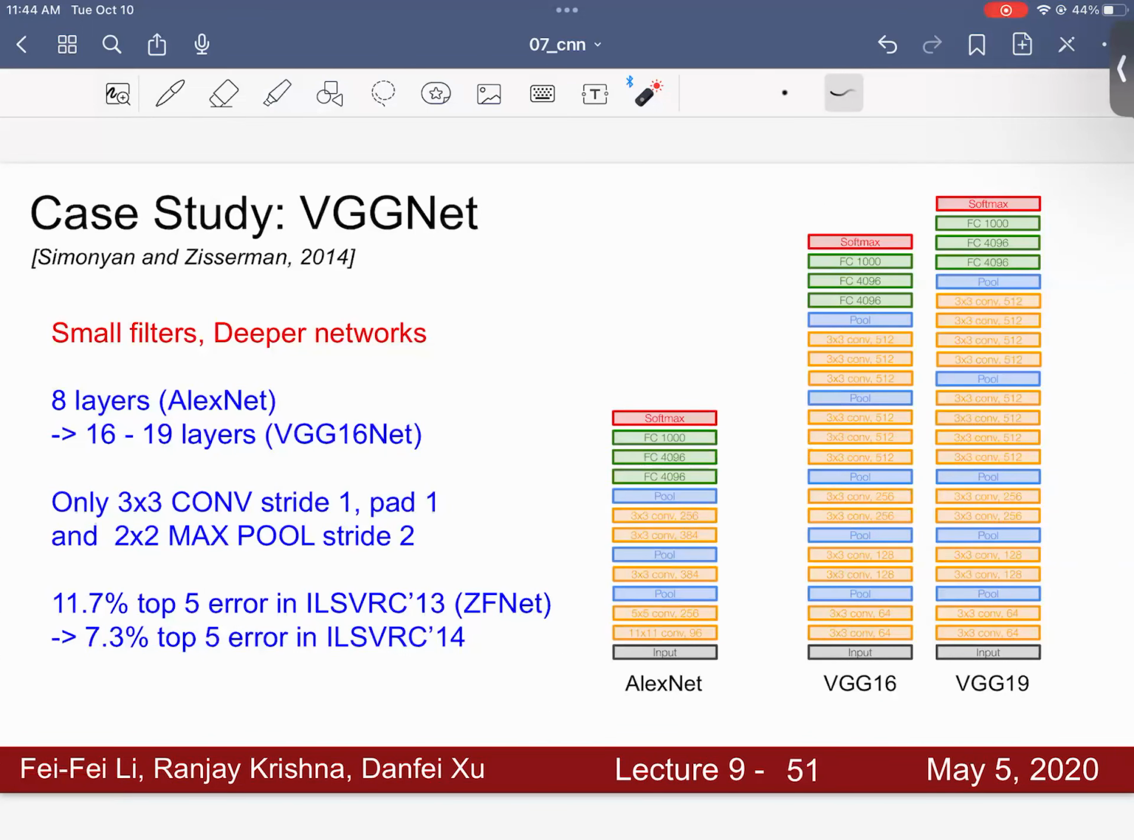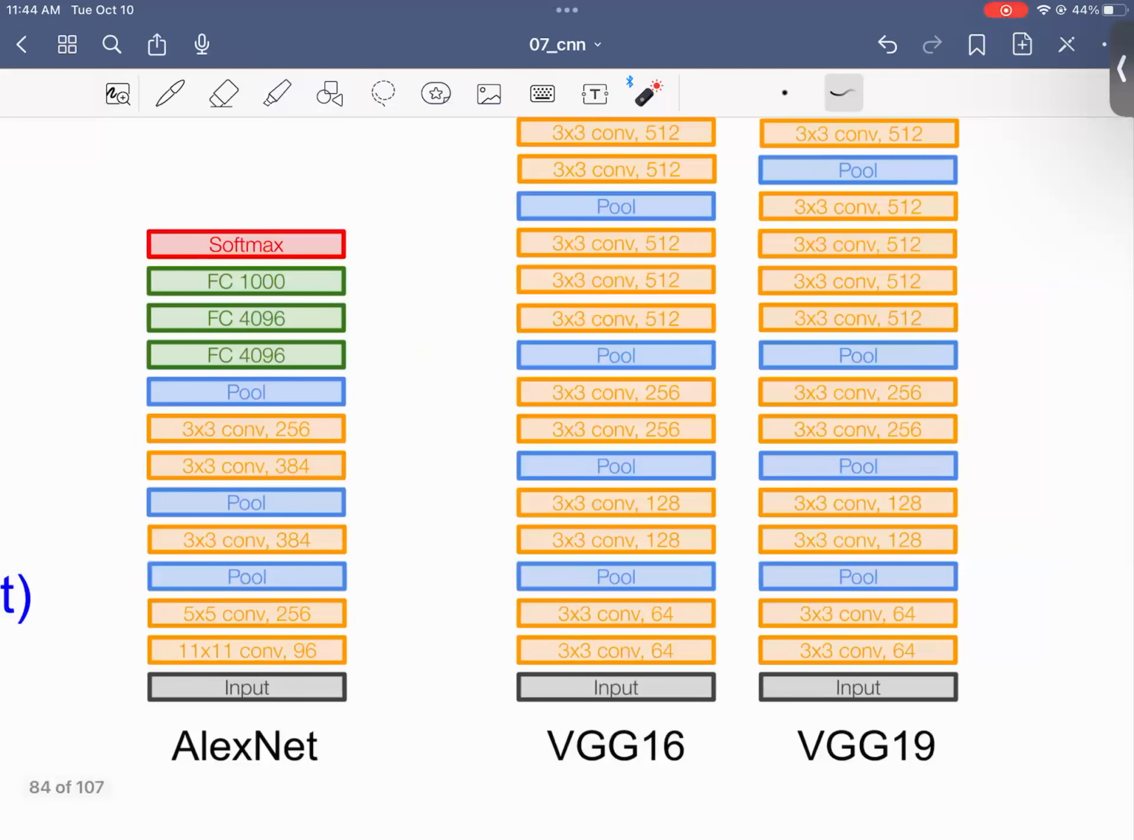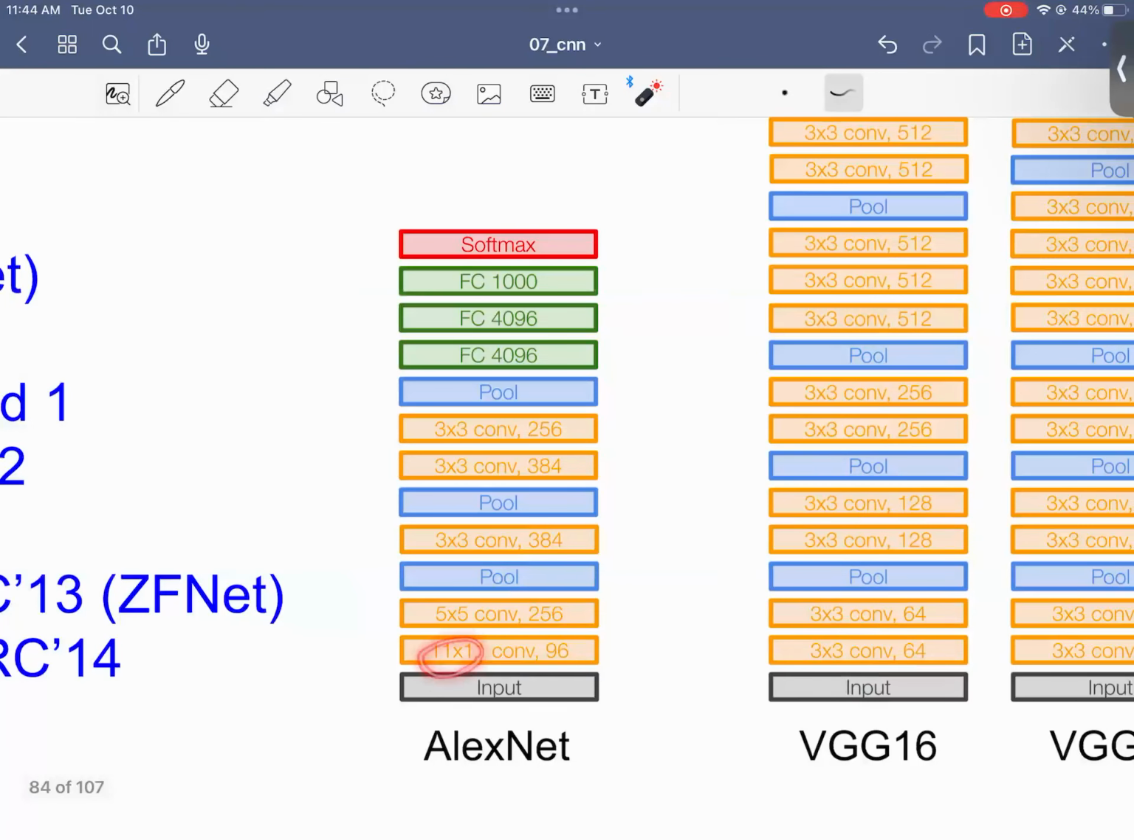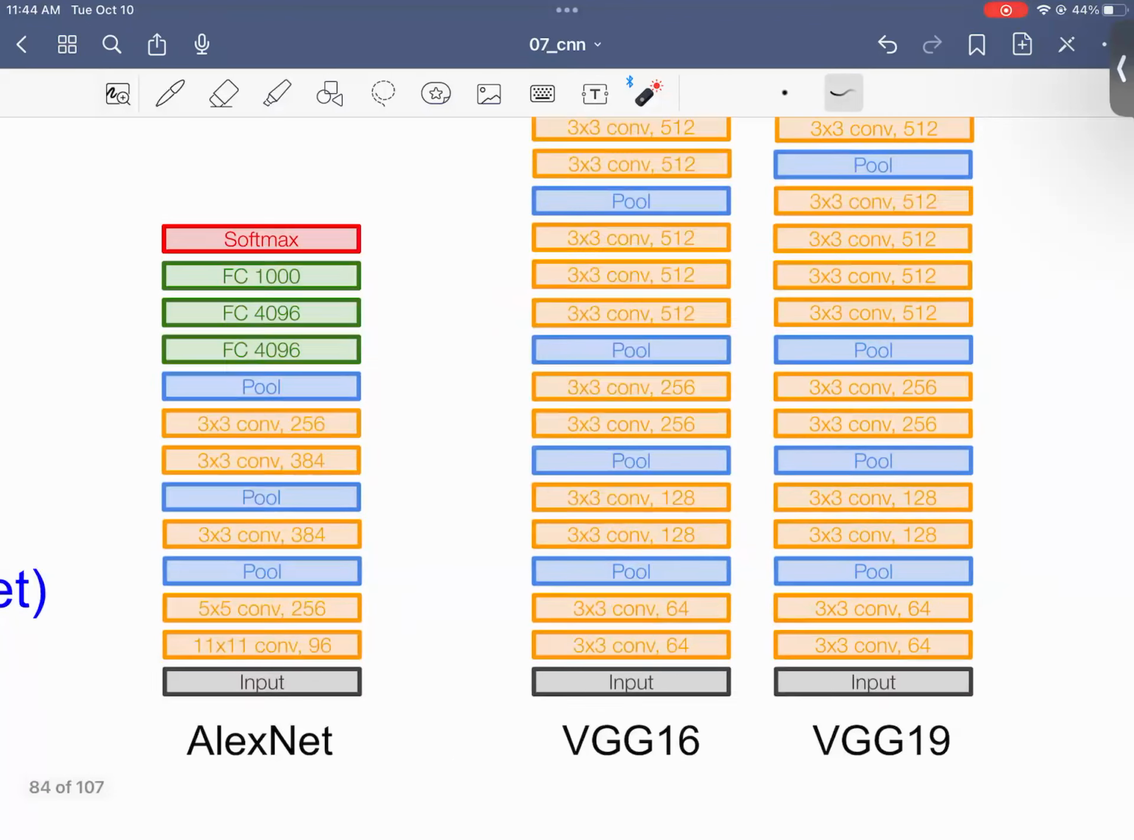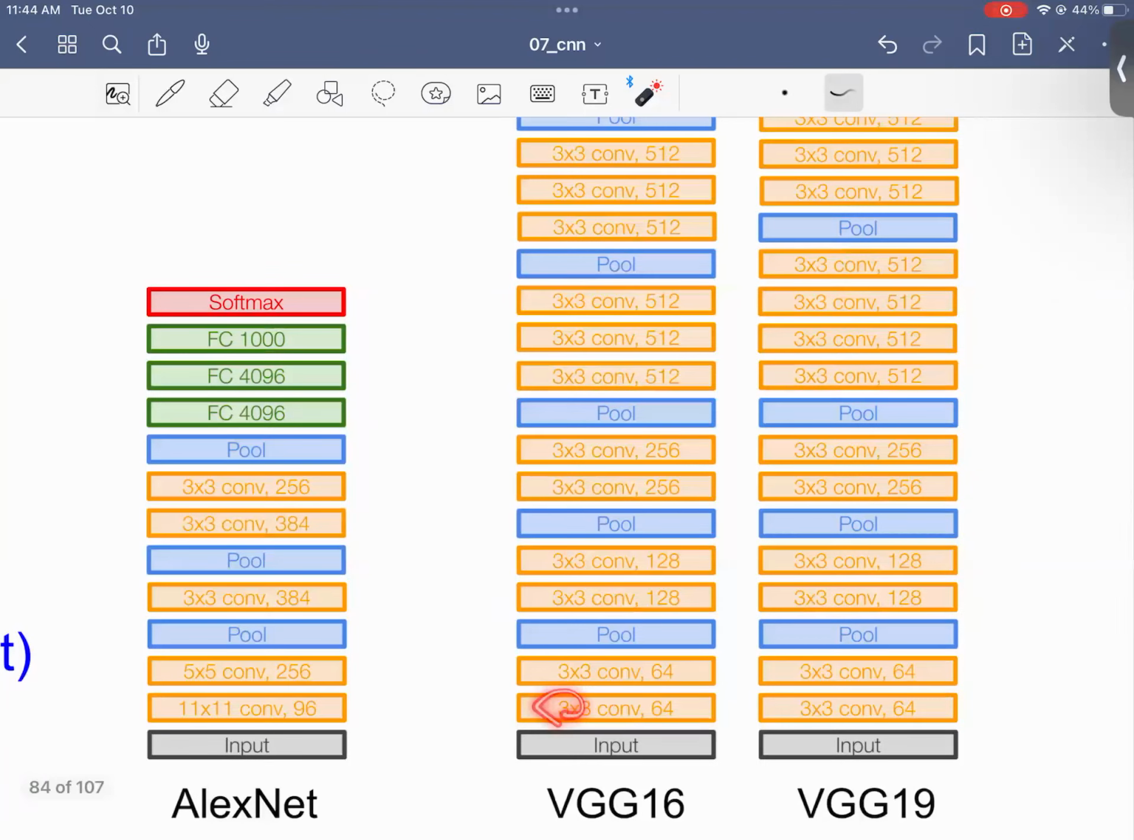You can see there are 2 versions of VGG, VGG16 and VGG19. If you look at all the small numbers here, it's using only 3x3. If you look at AlexNet, it has 11x11, 5x5, 3x3, so it used different filter sizes. But starting from VGG, we only stick to 3x3. We don't even use 5x5 or 7x7. We only use 3x3 and increase the depth so that we have a larger receptive field.